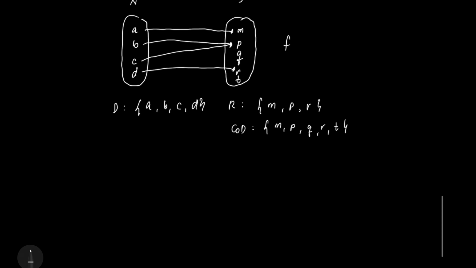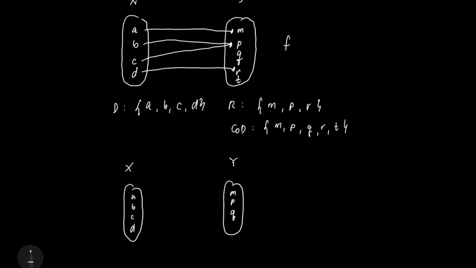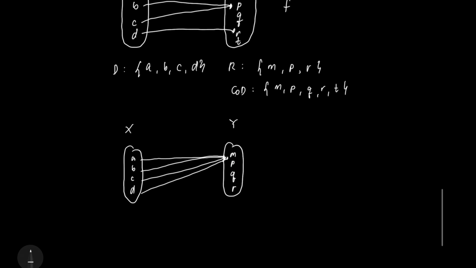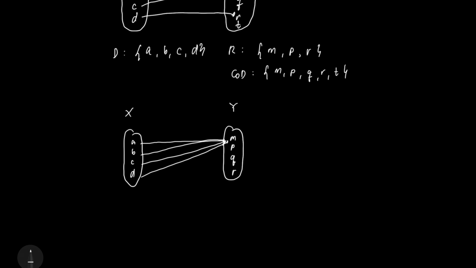How about this example? X, Y. A, B, C, D, M, P, Q, R. A is associated to M, B is associated to M, C is associated to M, and D is associated to M. Is this a function? No. Why? Because the association is not unique.